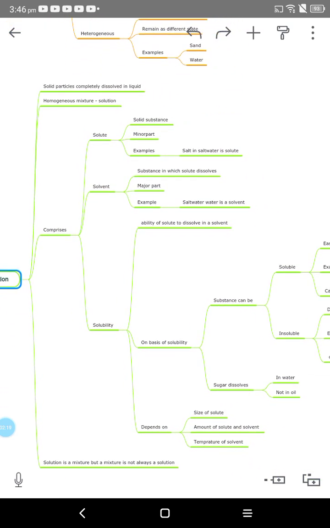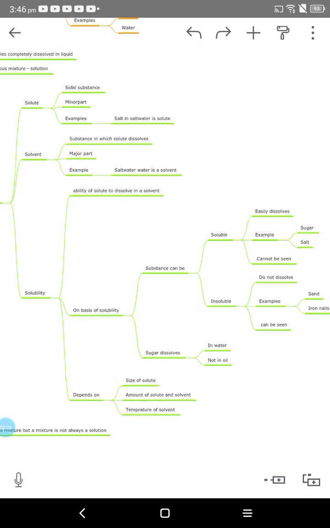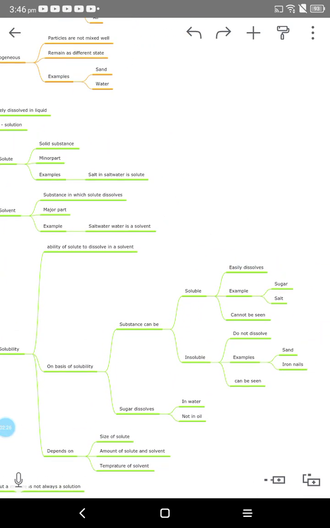On the basis of solubility, a substance can be soluble or insoluble. Soluble substances easily dissolve. Examples: sugar and salt. Soluble substances, after they are dissolved, cannot be seen. Insoluble substances do not dissolve. Examples: sand and nails. They can be seen in water.